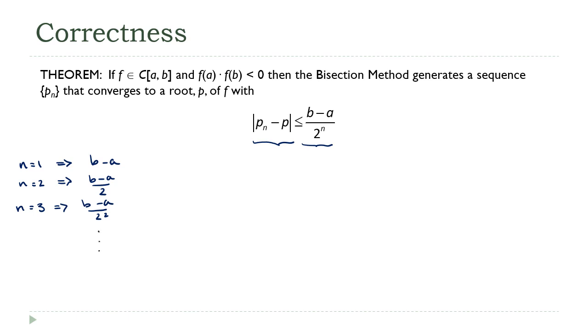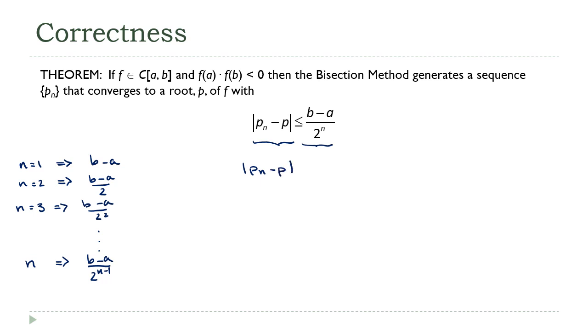If we continue this down here, the nth interval is going to be (b minus a) over 2 to the n minus 1. Okay, now let's look at this expression: the absolute value of p sub n minus p.